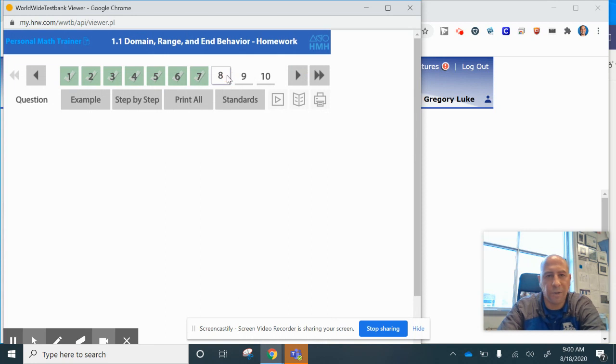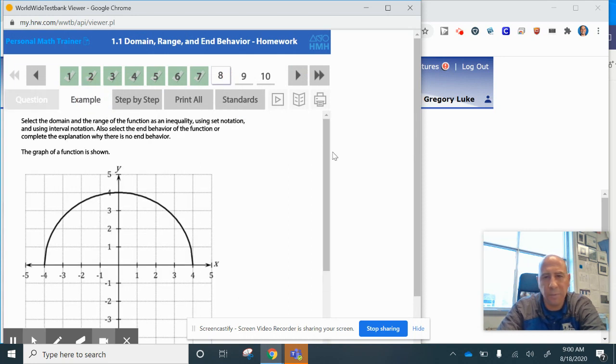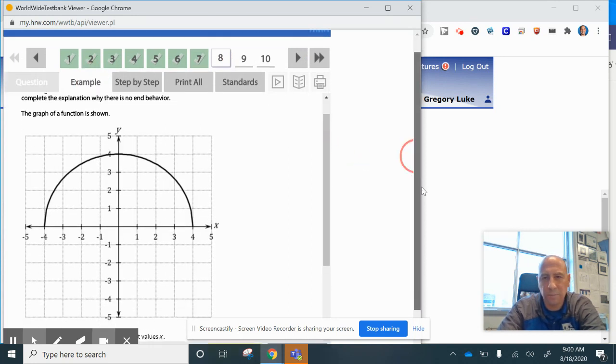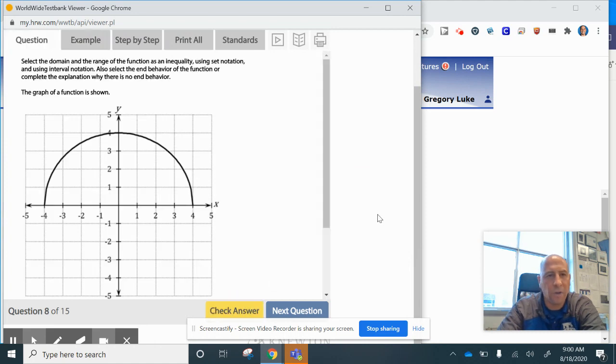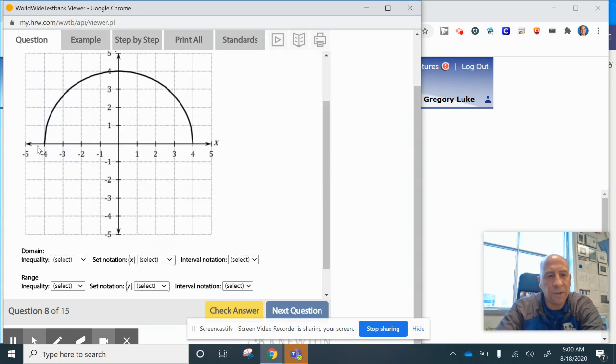All right, let's go to question number 8. We go to example. Try another. All right. Select the domain and range of the function as an inequality using set notation and using interval notation. Also select the end behavior of the function or complete the explanation of why there is no end behavior. Okay, let's go through here. Now domain is including -4 to 4. Those are going to be lines underneath for both.